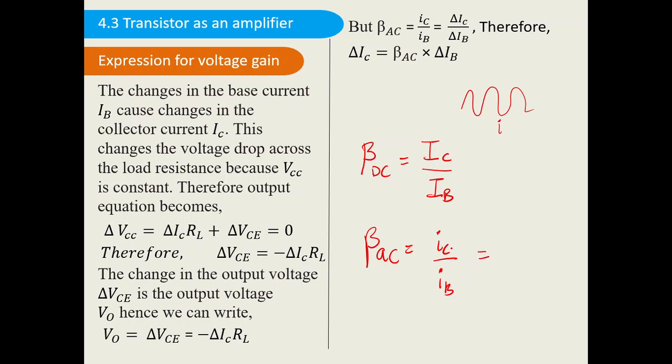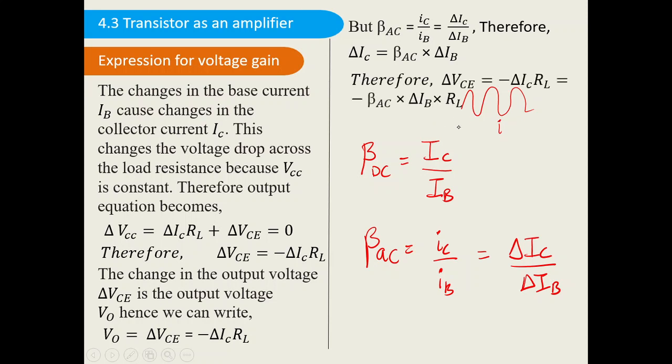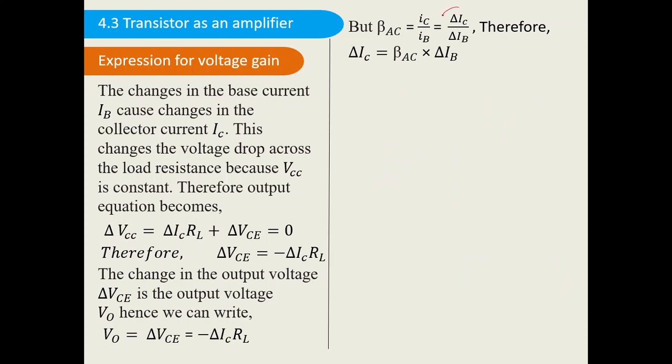Now this alternating change in IC is denoted by delta IC, and this is delta IB. That's why I can say beta AC is nothing but ΔIC divided by ΔIB. Therefore, I can write delta IC is equal to beta AC multiplied by delta IB.